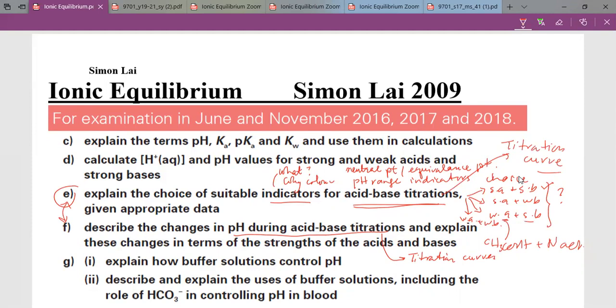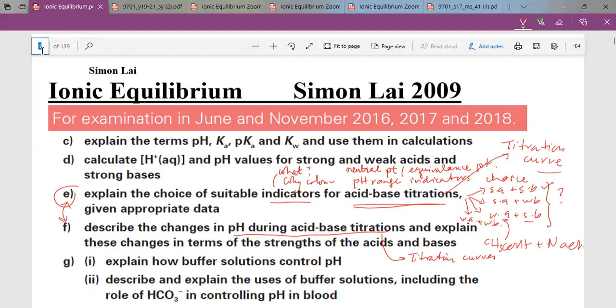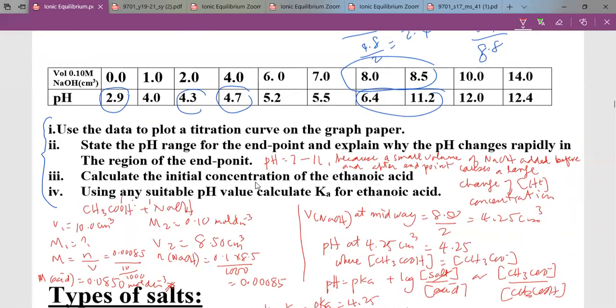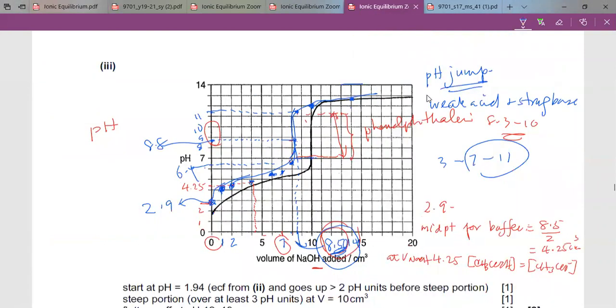Now let's go back to the question we have. It's on page 35, I think. This is the main notes. Remember, I plotted this graph for you today, and I made some mistakes, of course. Now here is the graph. Remember the pH jump for weak acid and strong base, you need to know, is from 7 to 11. This is very important to see.